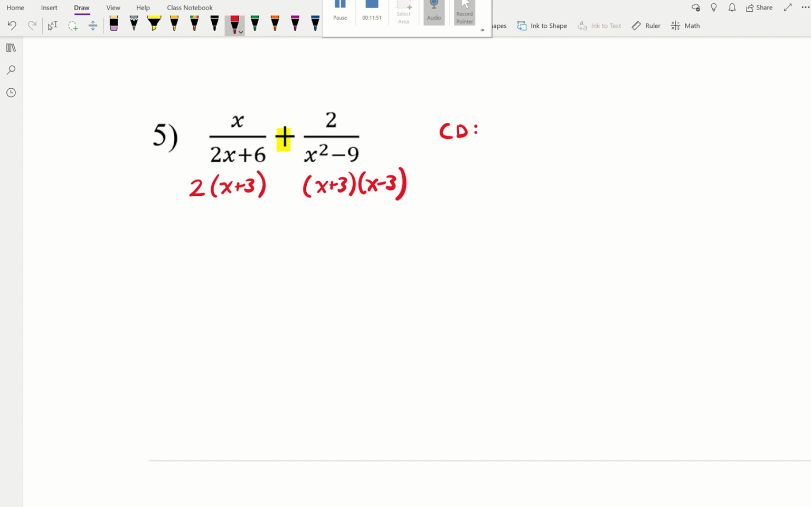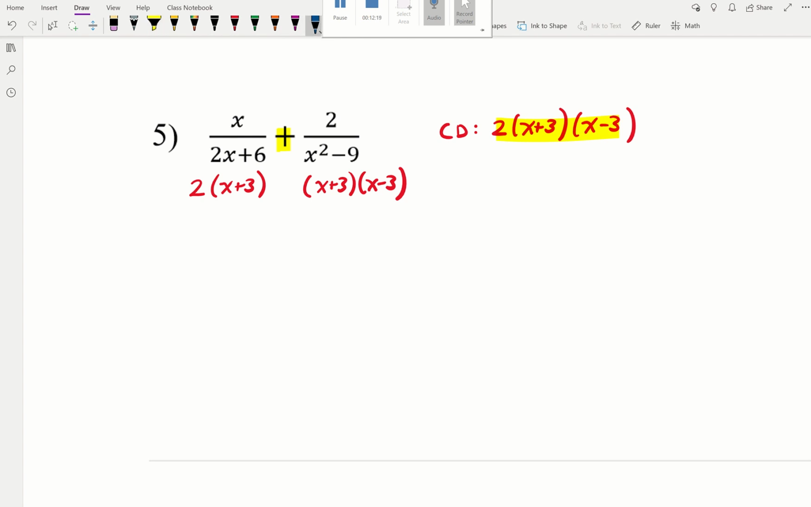So making sure you know how to accurately find a common denominator. You're going to take everything from the first. So 2 and x plus 3 will be part of our common denominator. And then when you look at these factors, you only add anything new. So the x plus 3 is not new, but the x minus 3 is. So this is what we need to have on the bottom of each fraction.